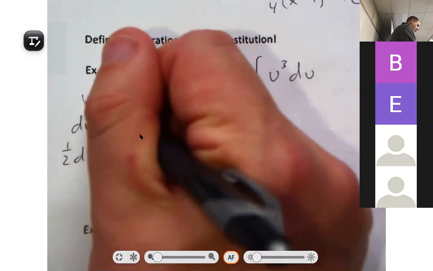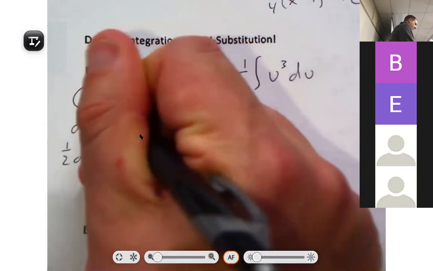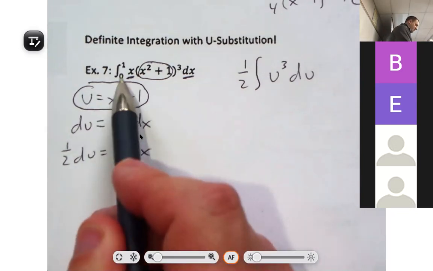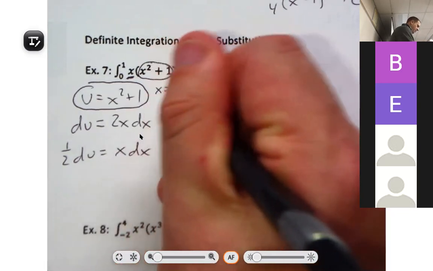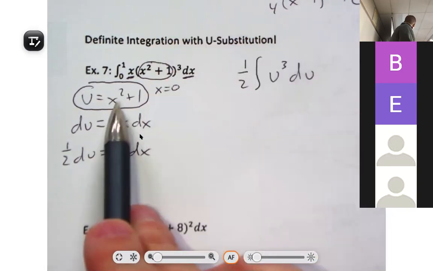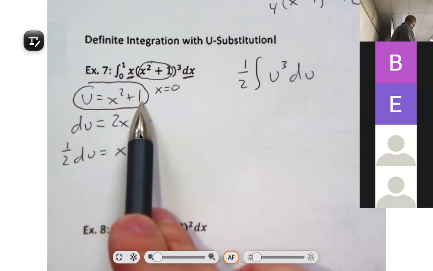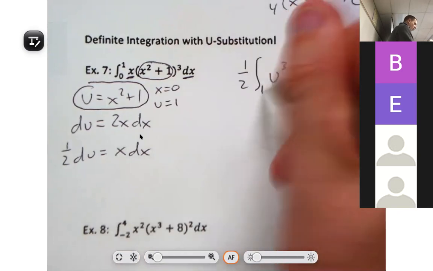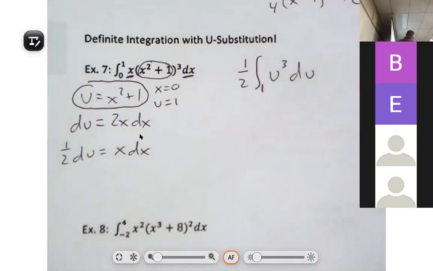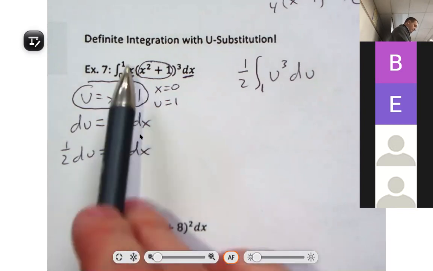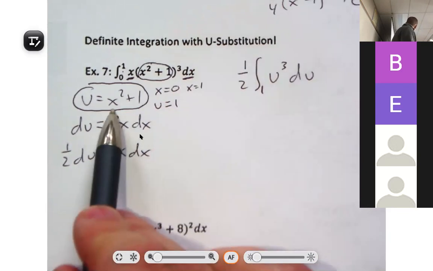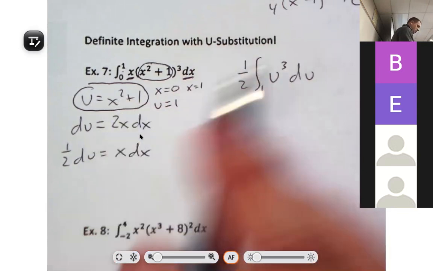And the way I do that, I use this equation right here. This equation tells me how to change x values to u values. So initially, when x is 0, if I plug 0 into this equation, 0 squared plus 1, the corresponding u value is 1. So 1 would be my new lower limit. And then the upper limit is 1. So when x is 1, if I plug 1 into this equation, 1 squared plus 1 is 2.